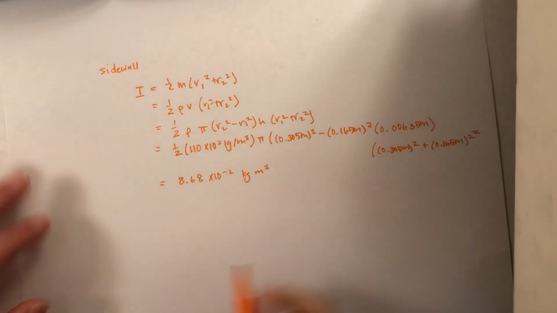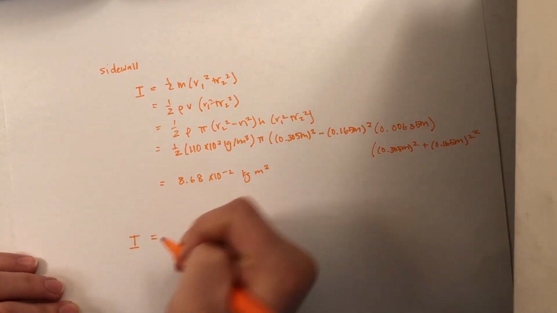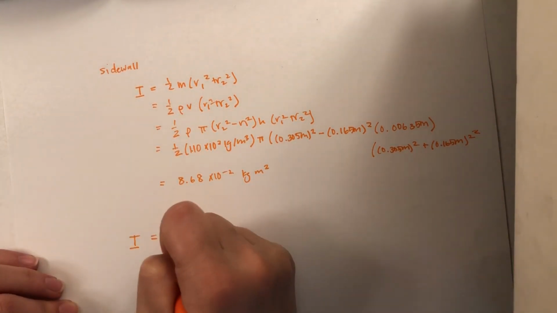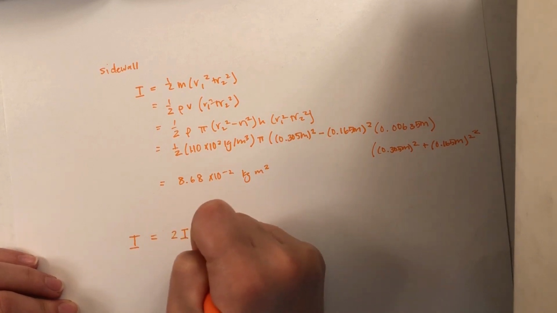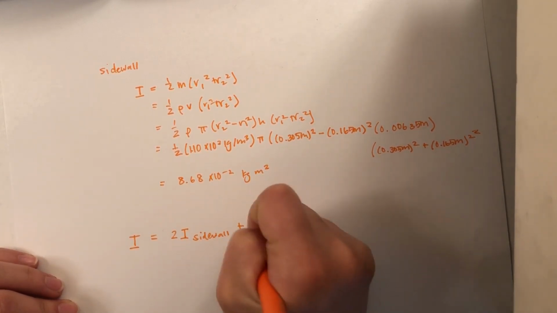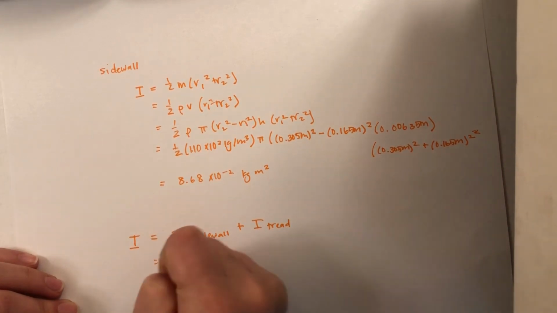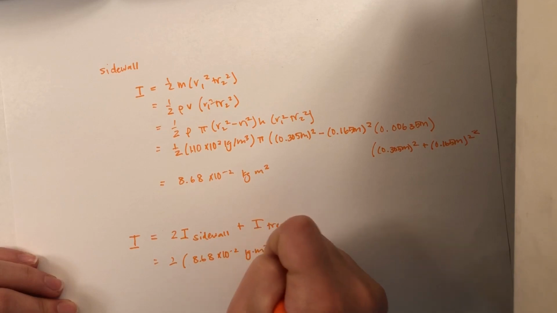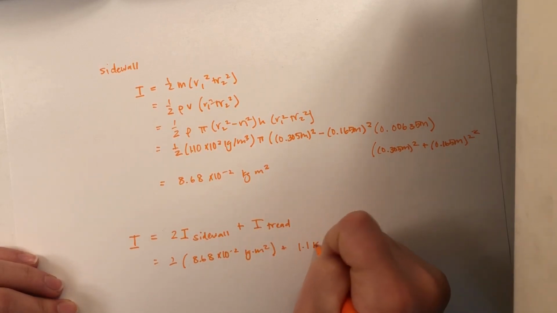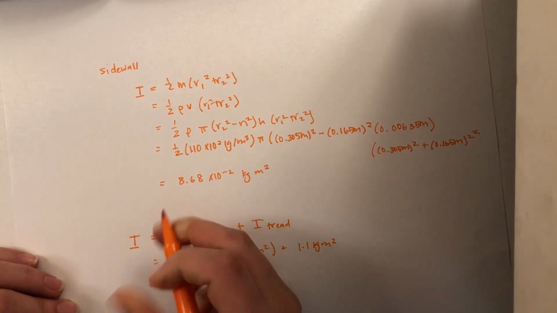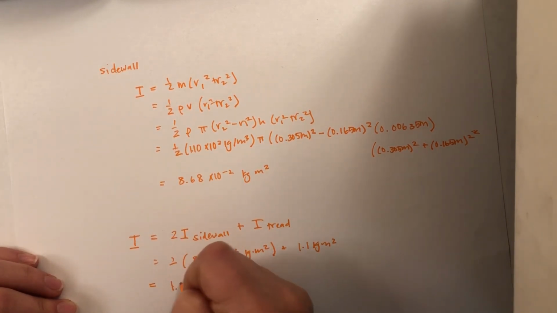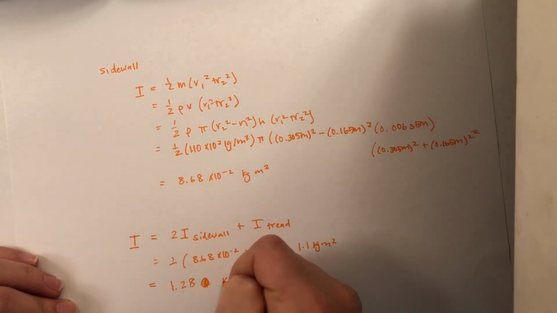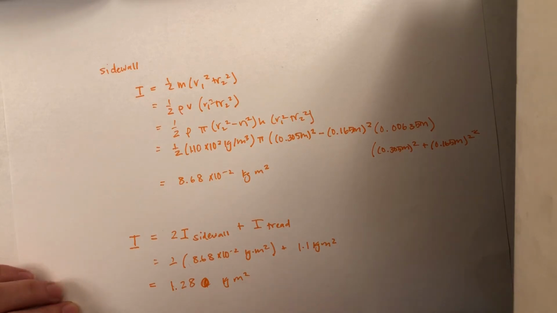Okay, so we said earlier that the moment of inertia of the tire would be adding up the two sidewalls and the tread. So 2 times the moment of inertia of the sidewall plus the moment of inertia of the tread. Add that all together, and we get 1.28 kilogram meter squared. So that's the moment of inertia of the tire.